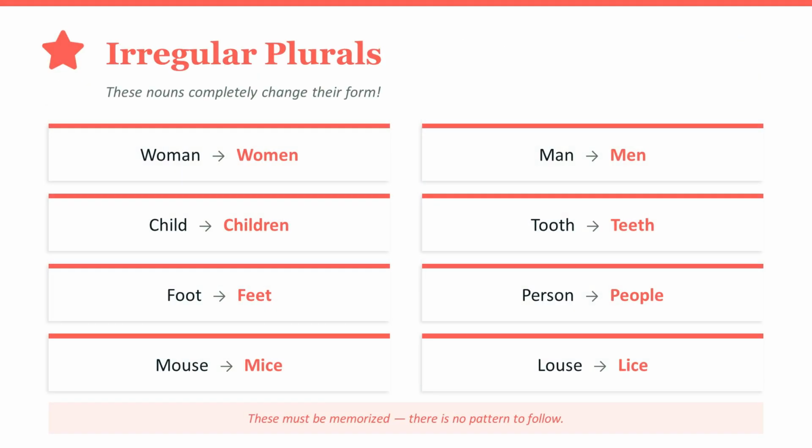Now let us talk about irregular plurals. These are nouns that do not follow any of the rules we just learned. They completely change their form. Woman becomes women. Man becomes men. Child becomes children. Tooth becomes teeth. Foot becomes feet. Person becomes people. Mouse becomes mice. And louse becomes lice. There is no pattern here. You simply have to memorize these irregular forms. The good news is, there are not too many of them, and with practice, they become easy to remember.